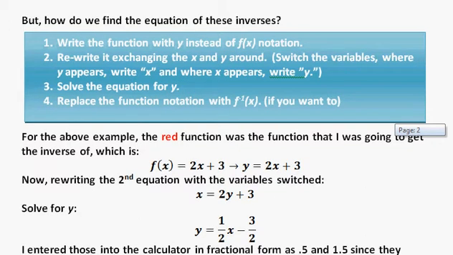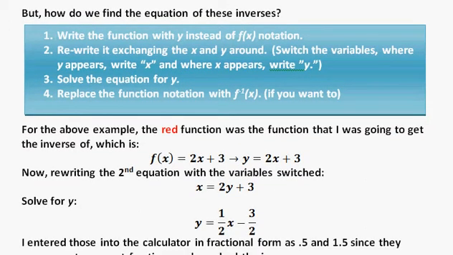Here's the steps that you go through to find these inverses. Write the function with y instead of the function notation. So in other words, substitute y in for f of x, rewrite it with y equals and then everything on the other side. Then rewrite it exchanging the x and y around. In other words, write y for x and x for y. Switch them.